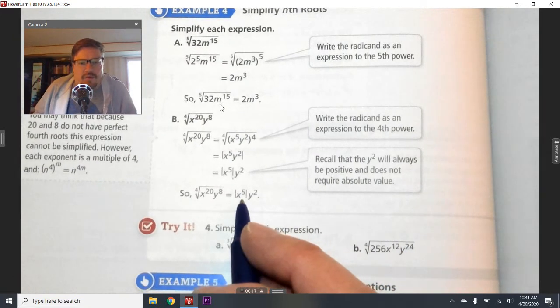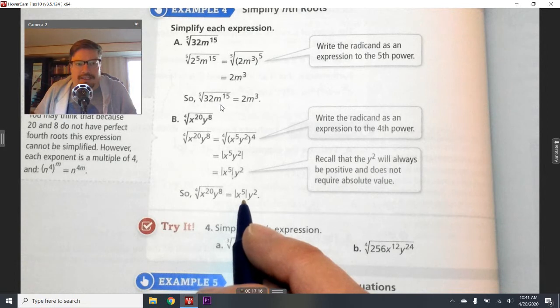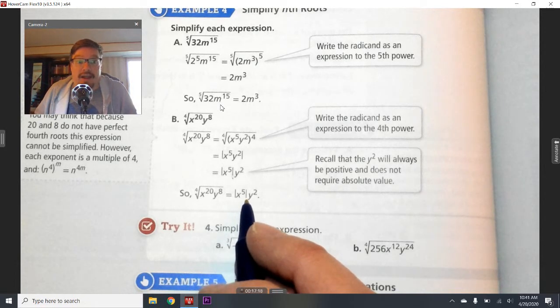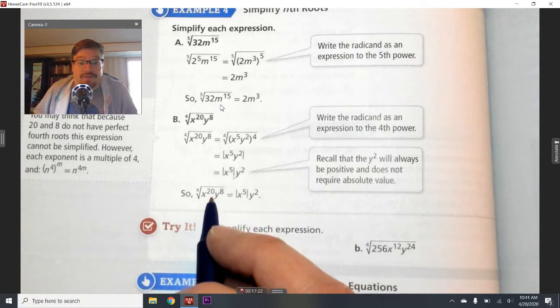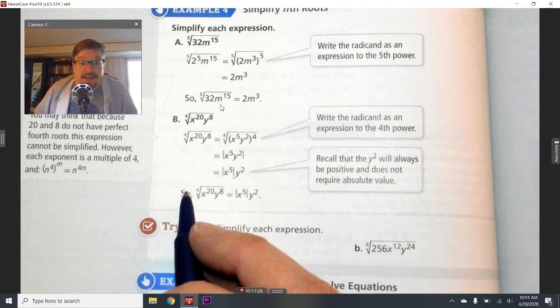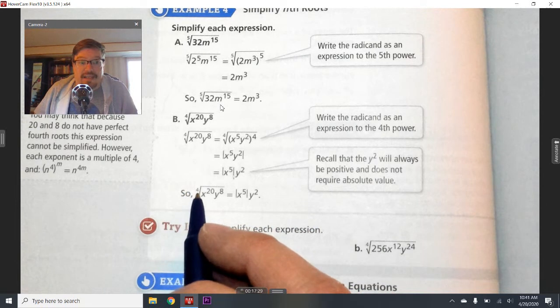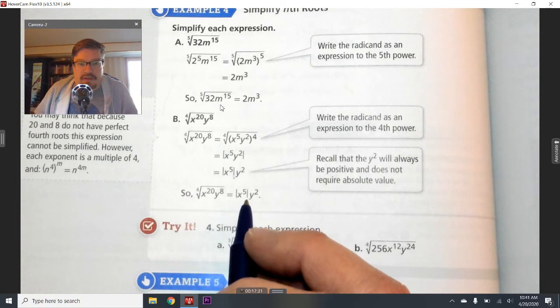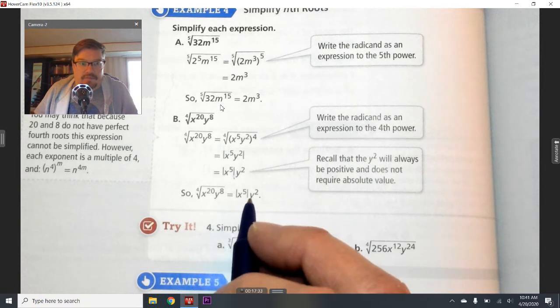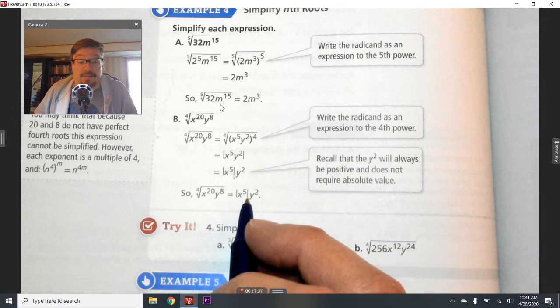So this is just one of those weird little things that is super easy to forget, because I forgot it for a long time. I really did. So if I have an odd power coming out and I'm taking an even root, I have to put absolute values around it, okay, to make sure that it stays positive, because it could possibly be negative.